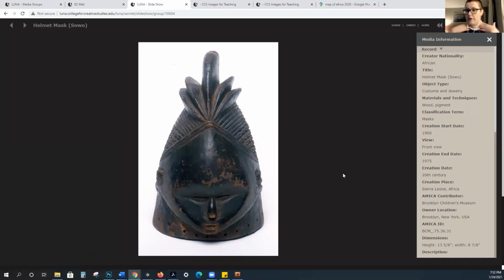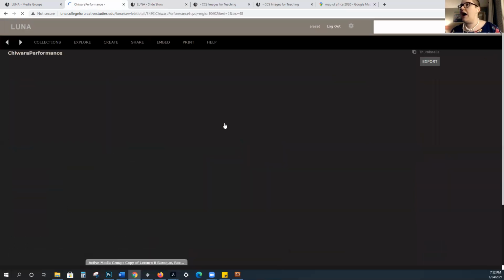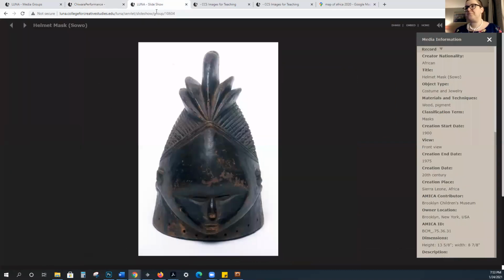Seeing the holes around the neckline is a little bit disconcerting, but it would have had probably raffia or some sort of fibrous material surrounding it. And it would be this all-encompassing sort of costume. So this is not from the same society, but just to give you an idea, right? These masks, you would not see the person who is performing the masks. There would be this all-encompassing costume.